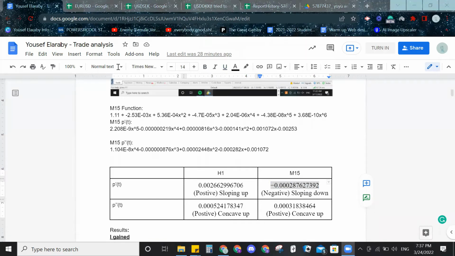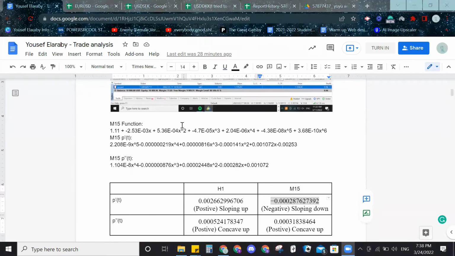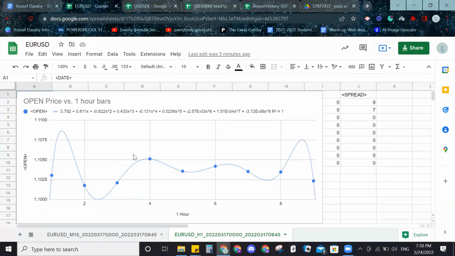Now you might be wondering, how did I get these numbers? Well, for H1 and M15, you have different variables you use. And what are the variables? Well, each equation has an x here. And the variable you use depends on how much information you have and how many bars you have. So if I move this chart really quickly.